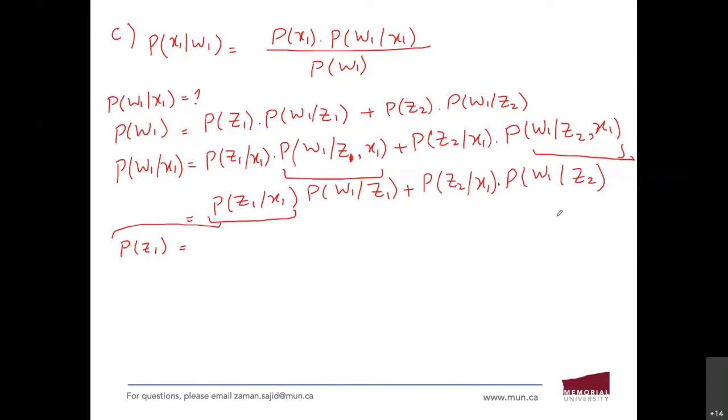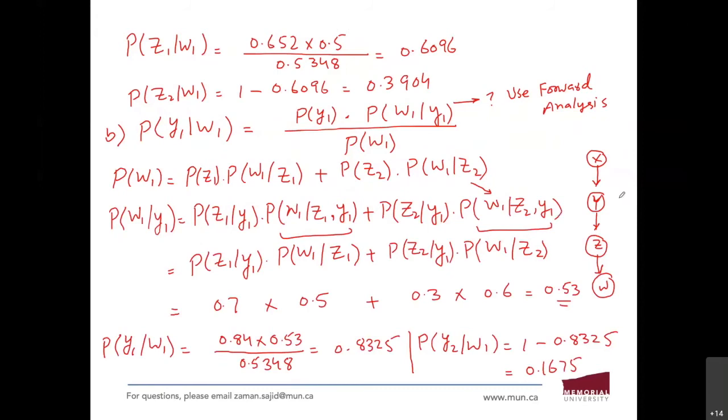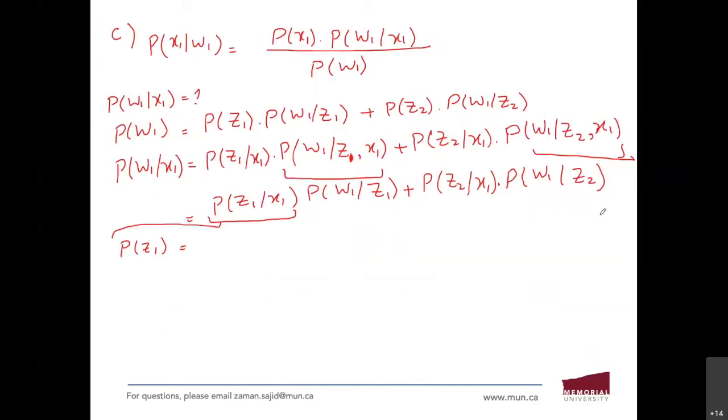If you go back here, now, if you look here on your network, I'm looking to find out for Z here. So, Y is the parent of Z. So, according to the law of total probability, this should be the probability of your Y1 times the probability of Z1 given that Y1, plus probability of Y2 times the probability of Z1 given that Y2, this is 1.